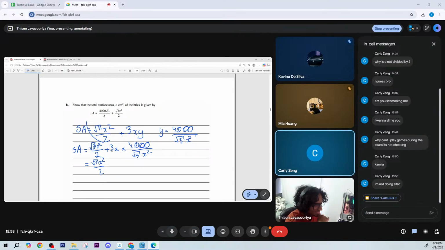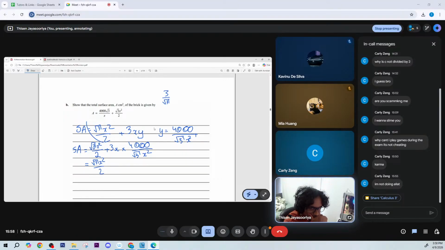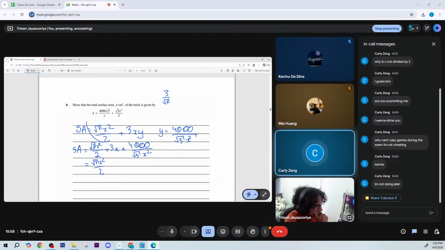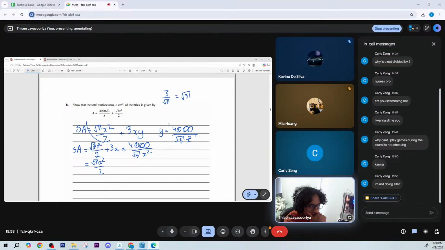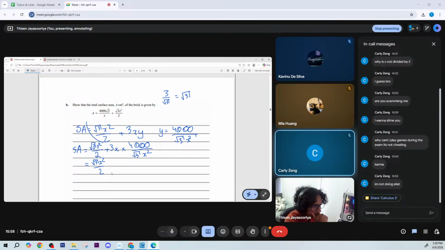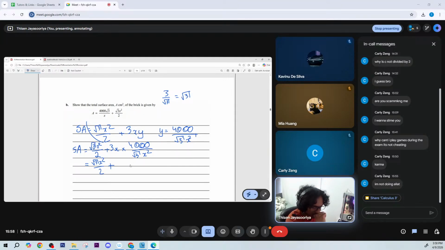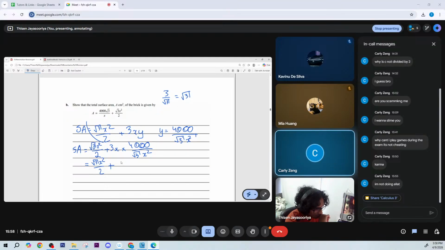So 3 divided by root 3 becomes root 3. And then do the same thing. Is there anything else we can cancel out over here? The x. Yeah.